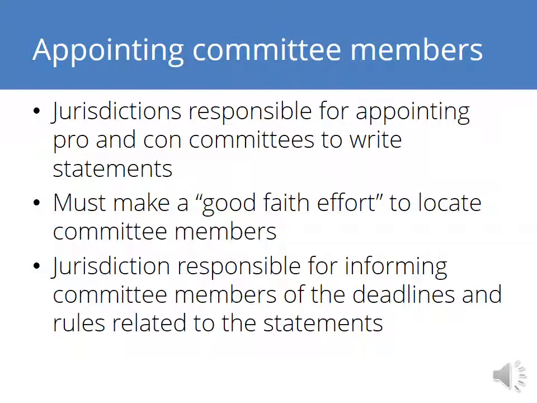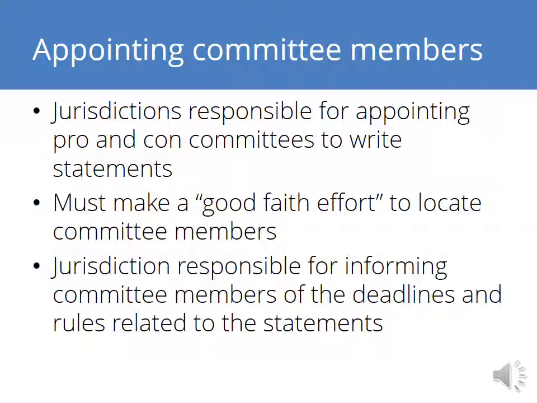Jurisdictions are responsible for appointing the members of both the pro and con committees that will write the statements for the voters' pamphlet. The committees consist of members of the public. They do not have to be registered to vote or reside within the district. Each committee is limited to 3 members, but the committee can have an unlimited number of people assist them to prepare the statements. State law requires jurisdictions to make a good faith effort to locate committee members. These efforts could include posting an announcement on the jurisdiction's website, making an announcement at public meetings, and/or placing an ad in a local paper.